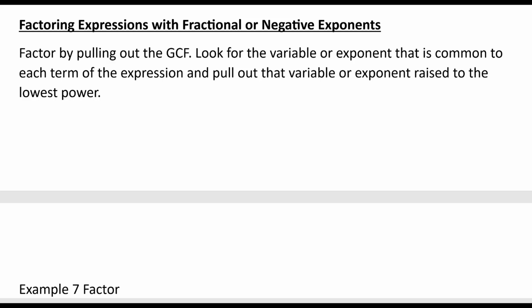This is the last video in this series for lesson 2.2, factoring expressions with fractional or negative exponents. So factor by pulling out the greatest common factor. Look for the variable or exponent that is common to each term of the expression, and pull out that variable or exponent raised to the lowest power.